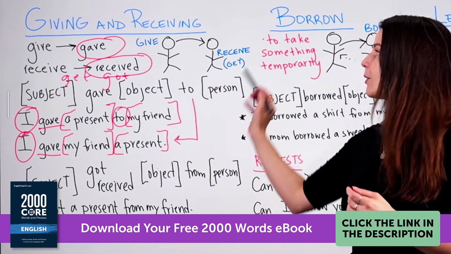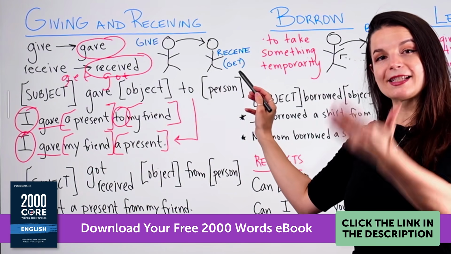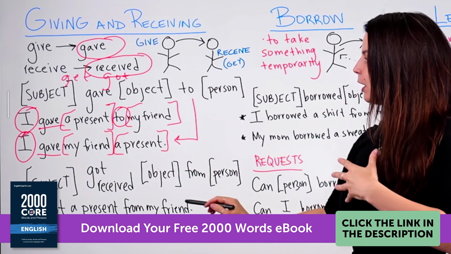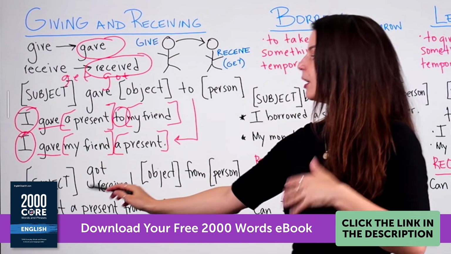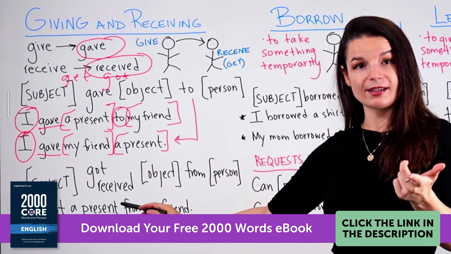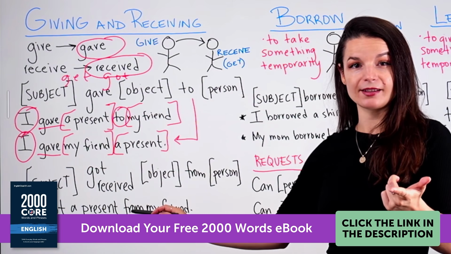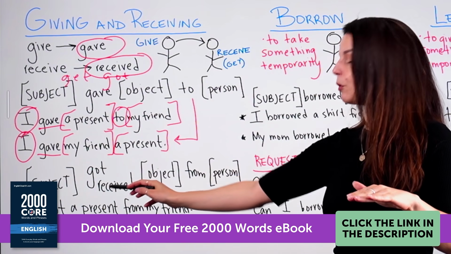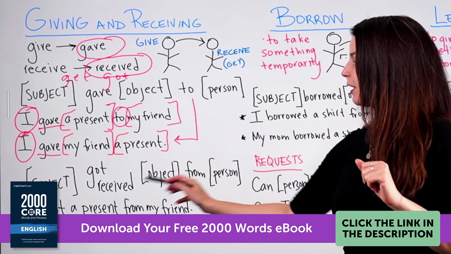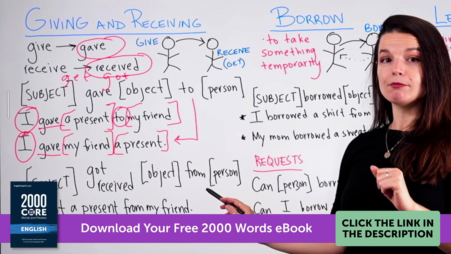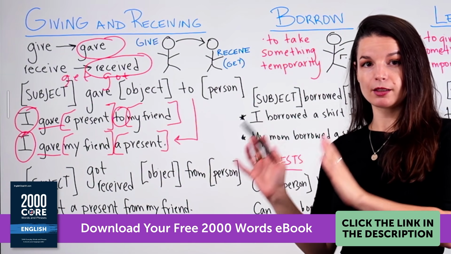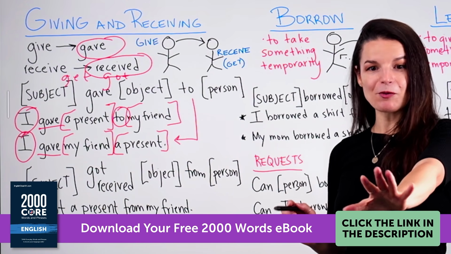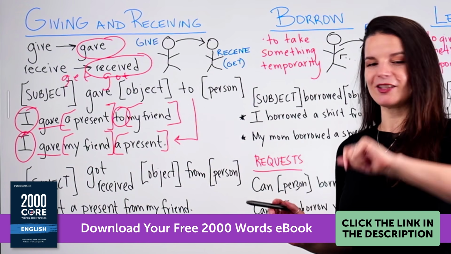Let's talk about this side now, the receiving side, the side that gets something, okay? So the pattern here is subject, got, or received because it's past tense, right? A finished action. Subject, got, or received, to be more formal. Object, from person. Subject, got, object, from person. Let's look at the example sentence, and then I'll write one while you send me your examples too.